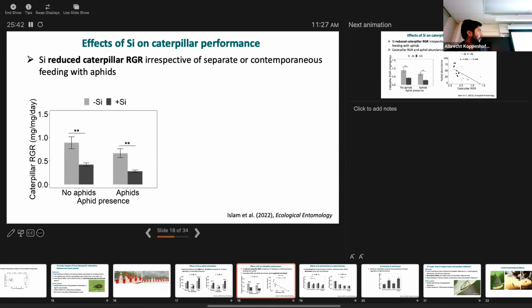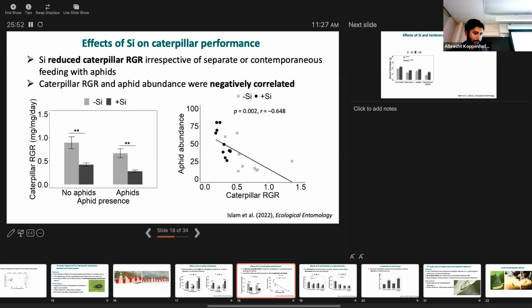Although silicon had a positive effect on aphid abundance, we found that silicon reduced caterpillar relative growth rate, irrespective of separate or contemporaneous feeding with aphids. Here you can see that the caterpillar RGR was lower on plus silicon plants compared to minus silicon plants, both in the presence or absence of aphids.